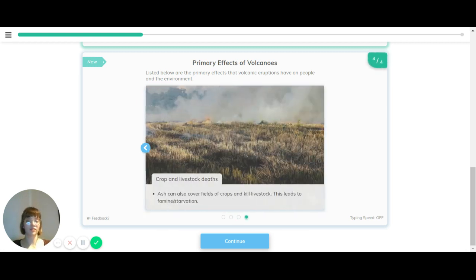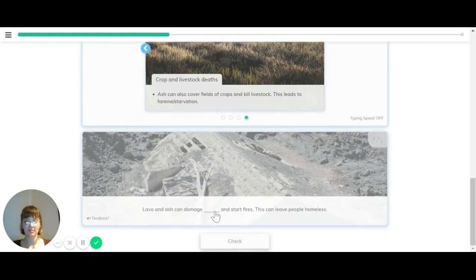And also there are crop and livestock deaths. So ash can cover fields of crops, so these are plants people grow to sell, and kill livestock. And livestock are animals grown to use in food products and other farming. And this can lead to famine and starvation.